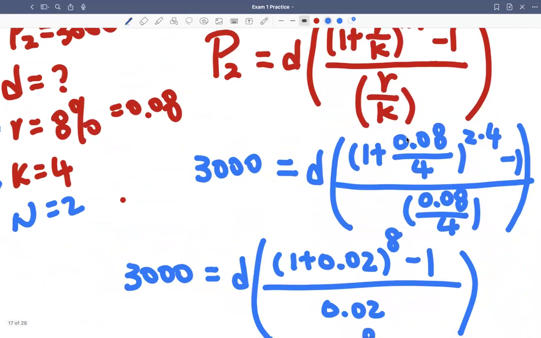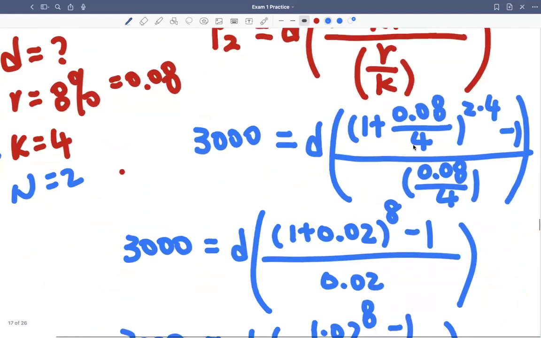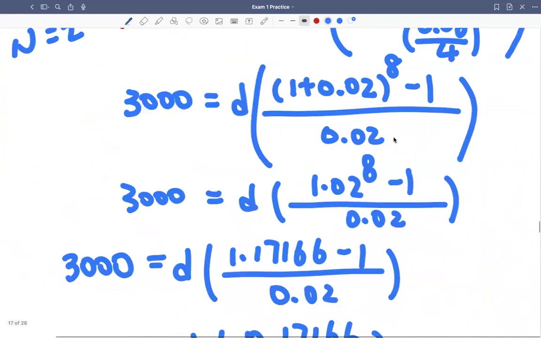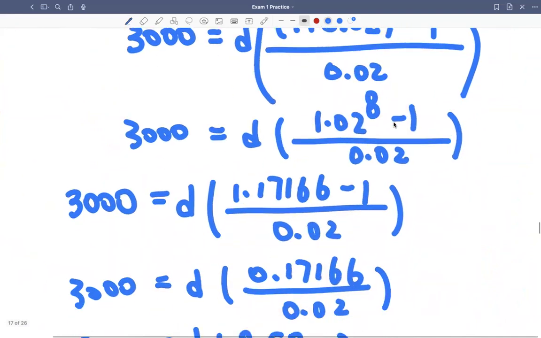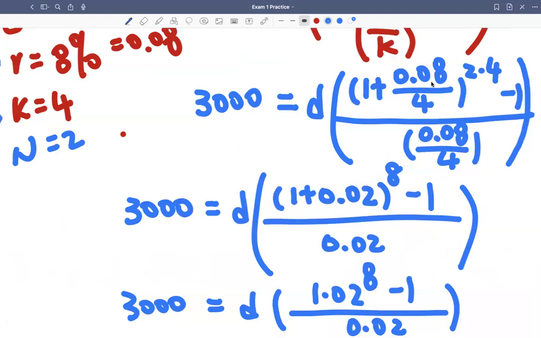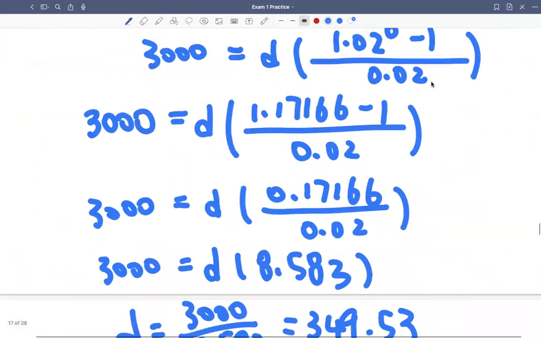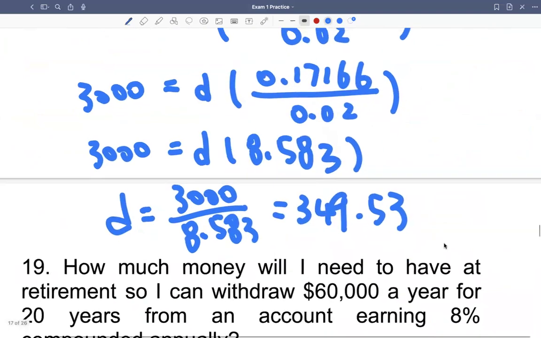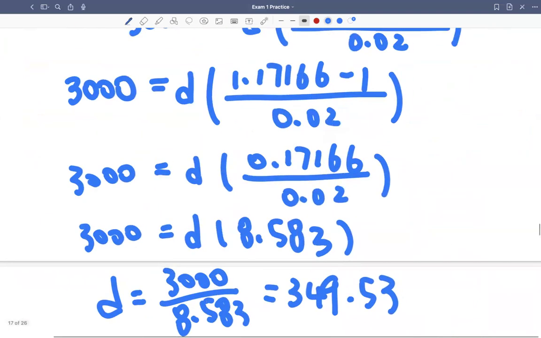So we identify the variables, plug into the formula, then calculate. When we calculate, if we cannot put everything in the calculator, we do it step by step. We calculate the exponent first, and also inside the parentheses first. Then in the end, we get the deposit. So we should deposit $349.53 each quarter, about $350. All right, that's the annuity formula.